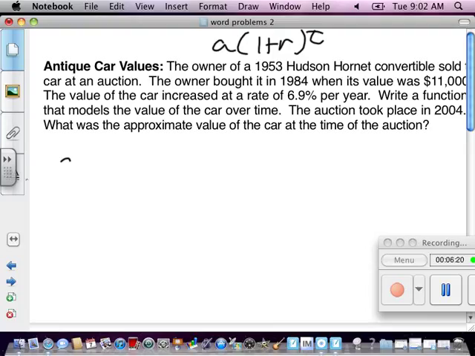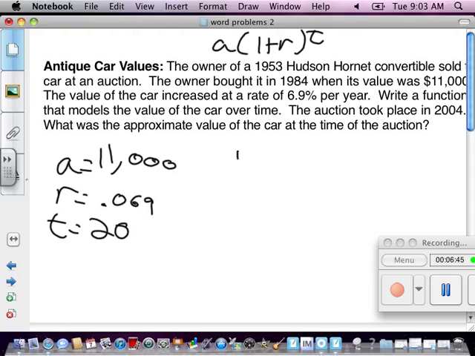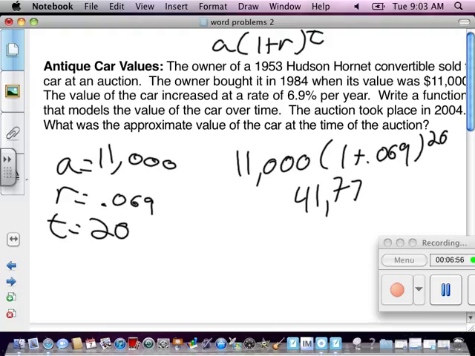So what is A? What's the initial cost? $11,000. What is the rate? 6.9%, so we change it to 0.069. And what is the time? From 1984 to 2004 is how many years? 20. So then we just plug it in. And we get $41,777.92. That's pretty good markup of money.